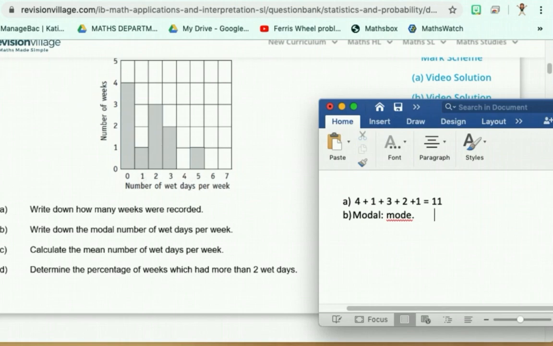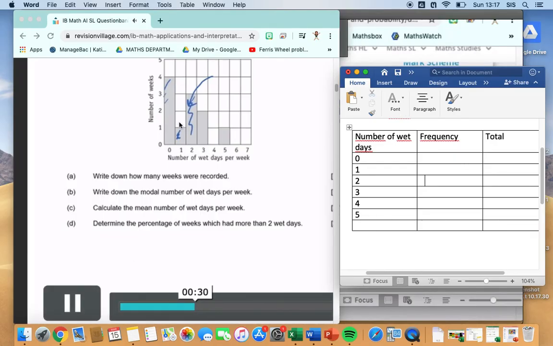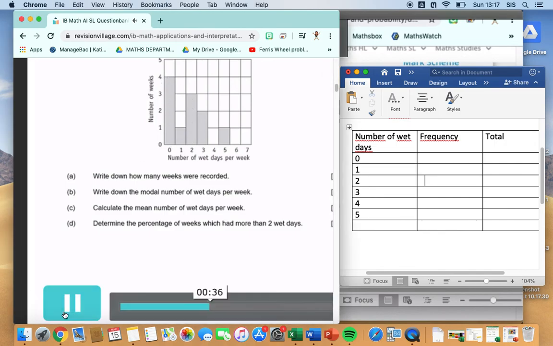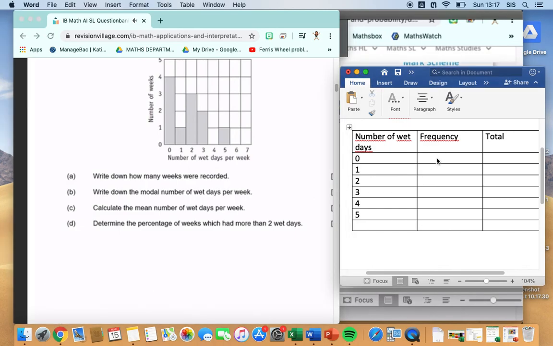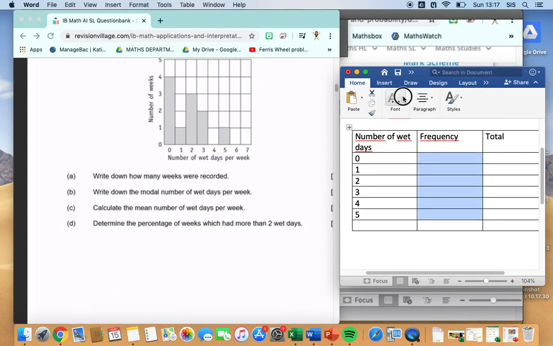And you can see clearly that the bar that's most common is going to be 0 days because this has got the biggest bar. So we're going to say that for 0 wet days, as you can see on the picture, there are 4 weeks. For 1 wet day, there is going to be 1 week. For 2 wet days, there's going to be 3 weeks, and so on. So let's see what my table should look like.